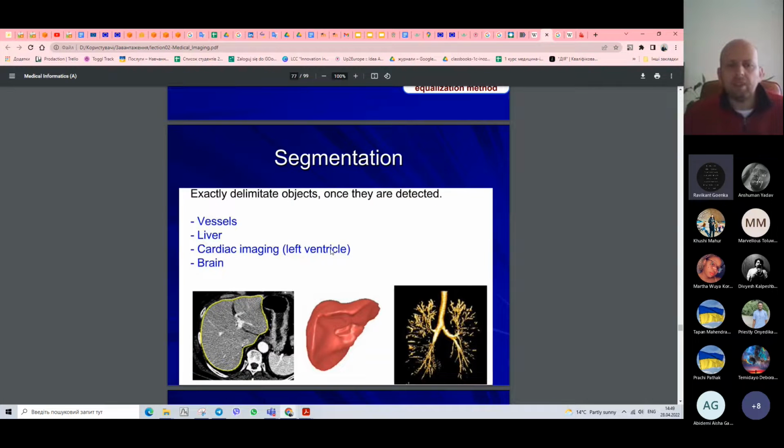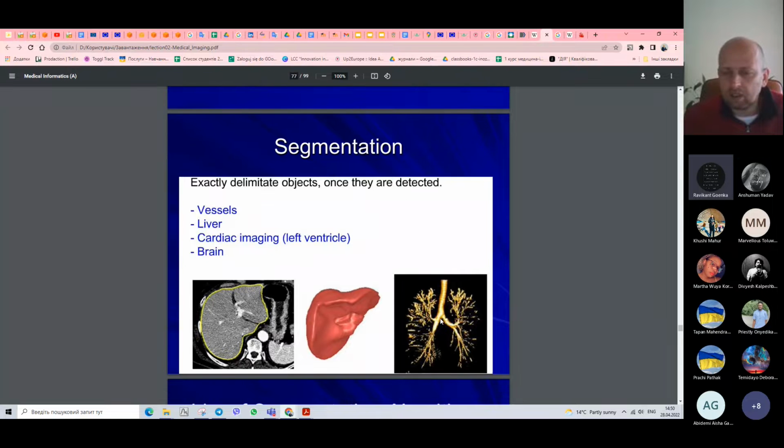Segmentation exactly delimits objects once they are detected: vessels, liver, cardiac image, left ventricle, brain. We can find different ways and result visualization. You see we get an image and we can create some visualization like this or this right image also. This will be liver and I think this is lungs.